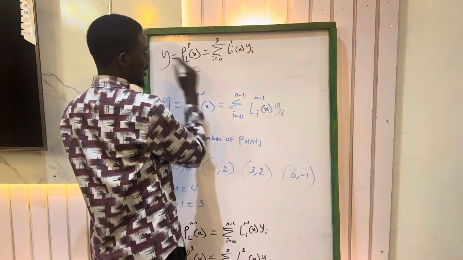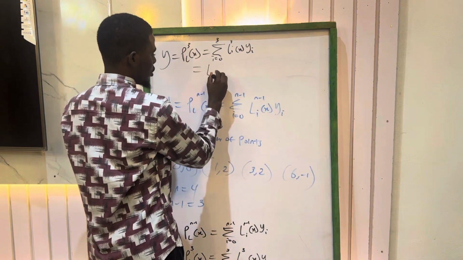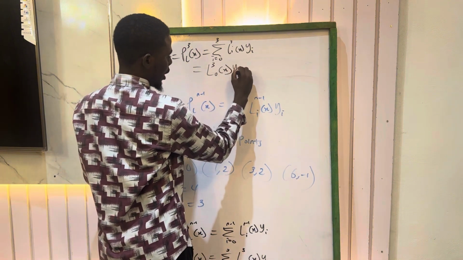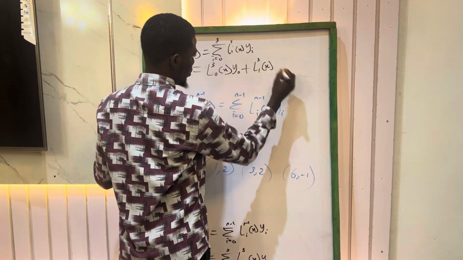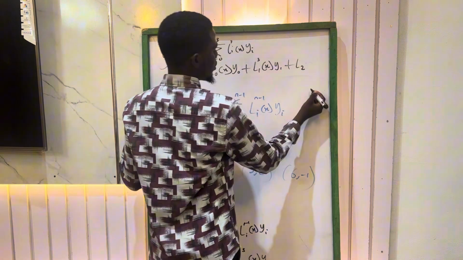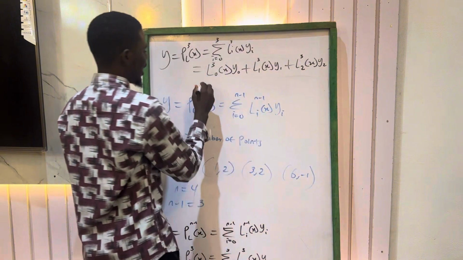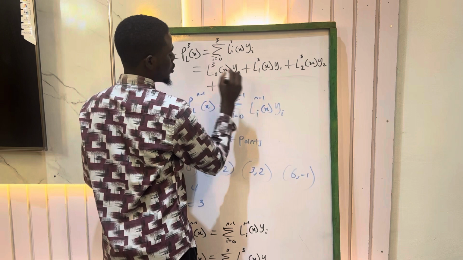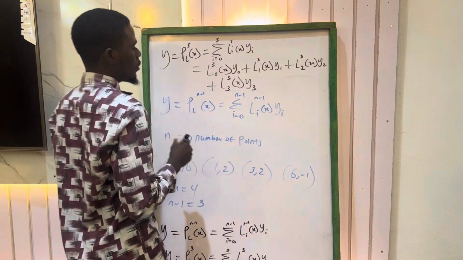So doing that, we're going to have L_0 raised to the third power of x, then y_0, plus L_1, which is also a function of x raised to the third power, then y_1, plus L_2 raised to the third power, which is also a function of x, then y_2. Lastly, we're going to have the last term, L_3 raised to the third power, which is also a function of x, multiplied by y_3. So this is what we're going to have.